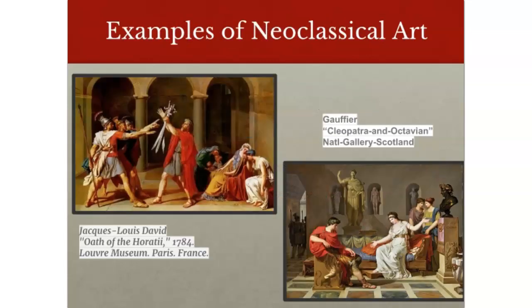Some famous examples of neoclassical art would include the work of Jacques-Louis David, and this one I believe is in the AP textbook, and it's called the Oath of the Horatii. It was done in 1784, and you can see it at the Louvre Museum in Paris. Chloe Rose and I got to see this a while back, and that was kind of neat. I'm not sure, Chloe, if you got to see this painting in particular, but it was there.